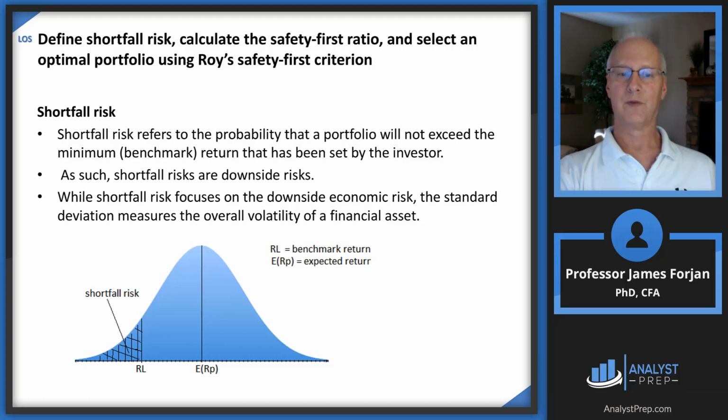Now that shortfall risk is a probability, so because it's to the left of the mean, it's going to be less than 50%. Maybe it's 2%, maybe it's 8%, but that 2% or the 8% depends entirely on the standard deviation of the portfolio. That's why we spent so much time in another quantitative methods reading on computing the variance of a 2-asset portfolio.